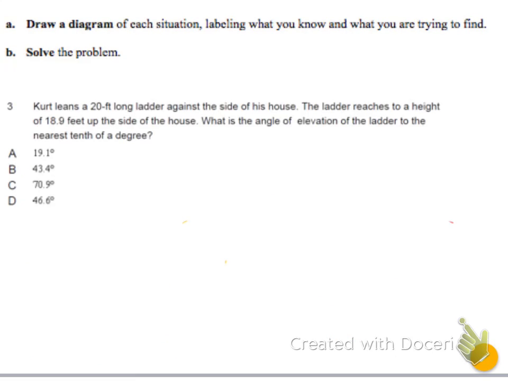Okay, Kurt leans a 20-foot long ladder against the side of his house. So here's the house. Here's my ladder. It is 20 feet long. The ladder reaches to a height of 18.9 feet up on the side of the house. So this is 18.9 feet because it hits the house where it's 18.9 feet tall. What is the angle of elevation of the ladder to the nearest tenth of a degree? So we want this angle of elevation here because this is my right angle and we have to be looking up.